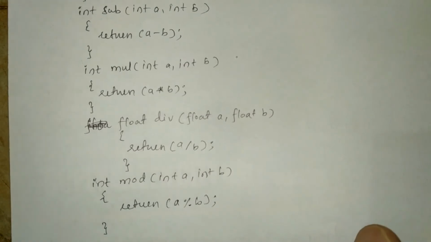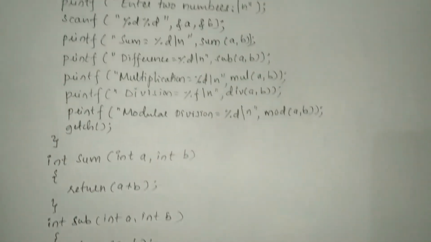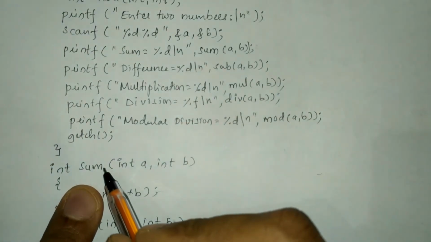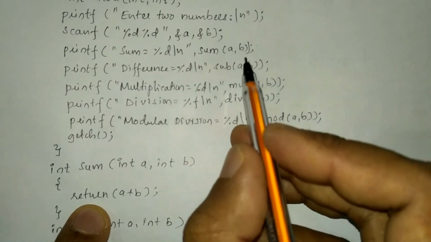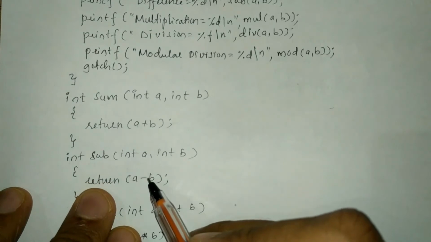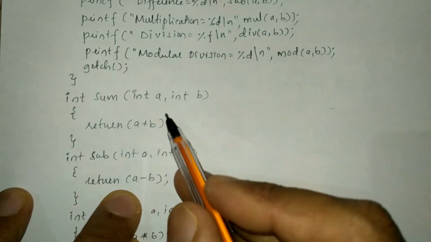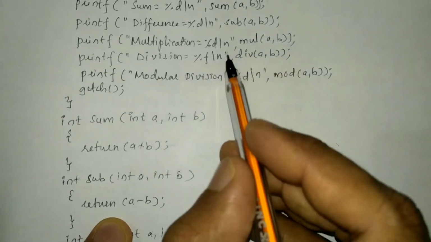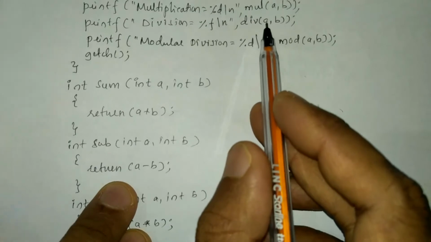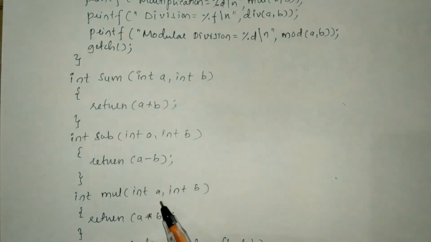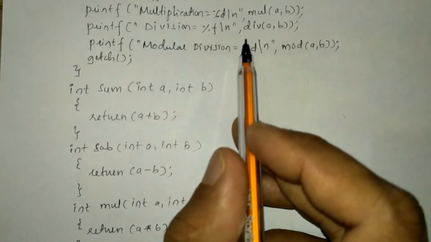Whenever the compiler encounters this particular function call, sum will be called and it is going to return a plus b. Whenever sub is encountered by the compiler, this function sub will be executed and it is going to return the value by performing a minus b. Similarly here you can say mul, multiplication. Whenever this call is made, control automatically transfers to the int mul function, and it is going to return a into b. And after that you can see here division.